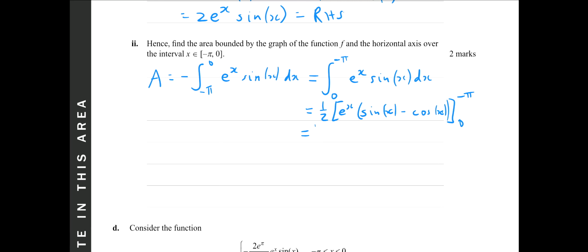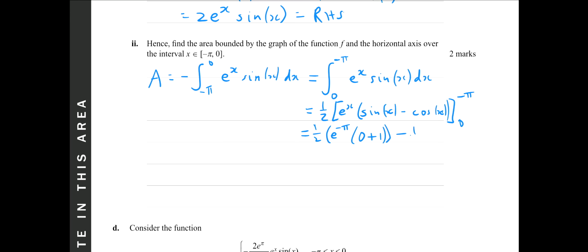So that's equal to half, subbing in neg pi, e to the negative pi. Now, sine of x, sine of negative pi, that is 0, minus cos of negative pi. Cos of neg pi is the same as cos of pi, which is negative 1. So minus minus 1 is plus 1.